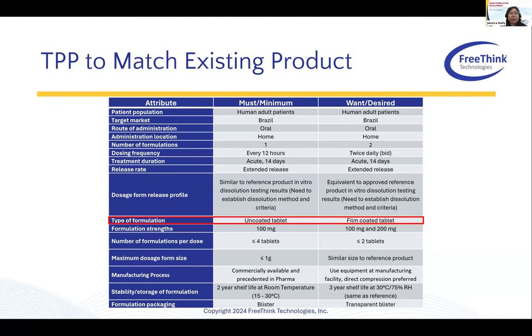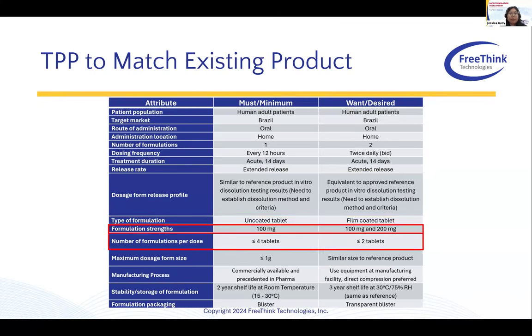Another difference here is found in the type of formulation requirements. So the development team would like to film coat the tablet. And if film coating is desired, then we need to consider, how do we formulate the film coating? And we might also want to consider if this dosage form needs a functional coating. So for example, an enteric coating, or is this coating purely for appearance purposes?